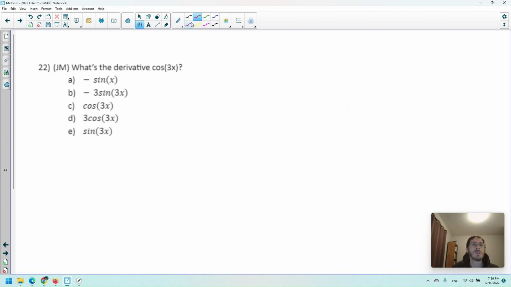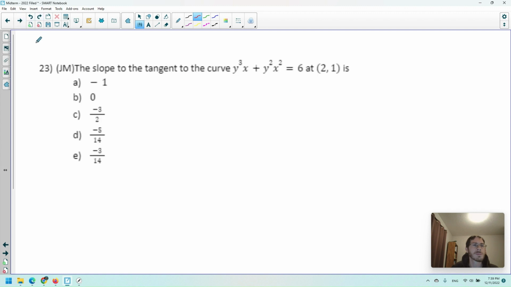All right, for 22, we have to find the derivative of cosine of 3x, another chain rule here with the trig. So the derivative of cosine is negative sine, and the derivative of 3x is 3, so negative 3 sine of 3x. For 23, we have to find the slope tangent to the curve. And here we've got y to the third x plus y squared x squared equals 6. Since we've got the y's with the x's, it's a good choice to do implicit differentiation. But it's implicit with 2 product rules, not just 1. So this was made a very fun question.